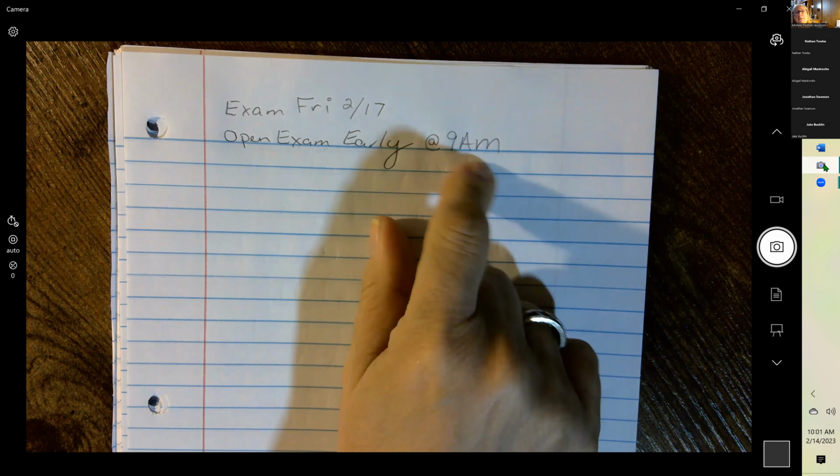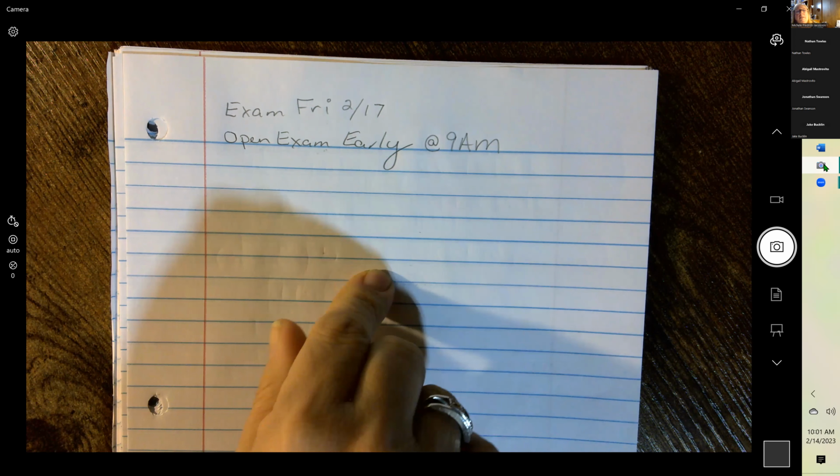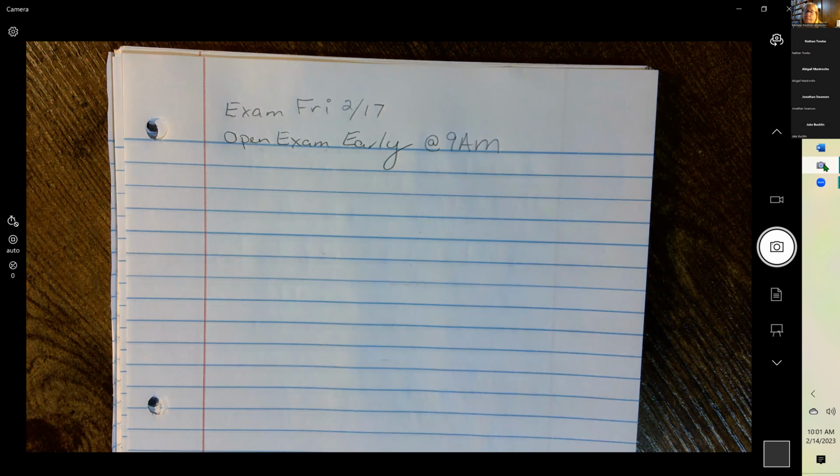I have a class from 9 to 10, but my aide will be in there supervising. So you can start it early. It still is timed. It says an hour and 15 minutes because I figured an hour for the test and 15 minutes if you needed it to submit it, depending on how slow the computer's working.